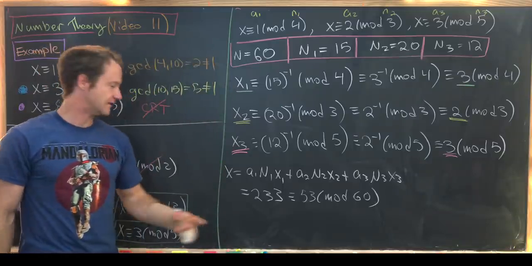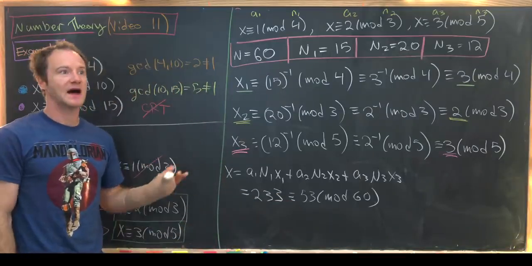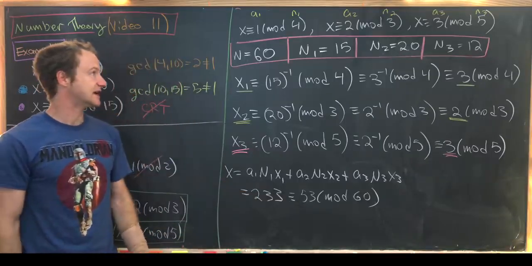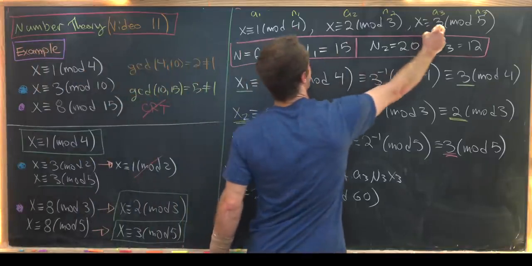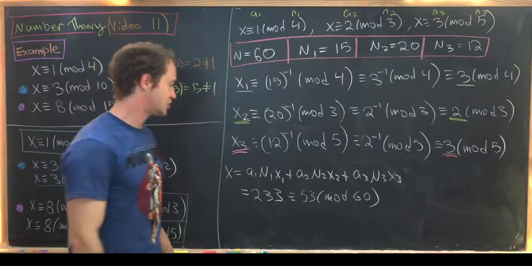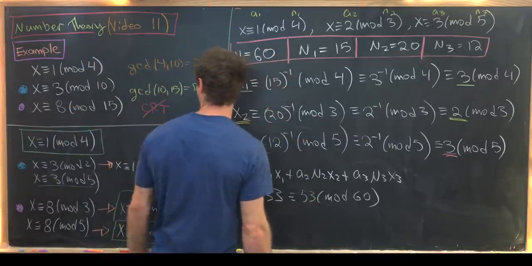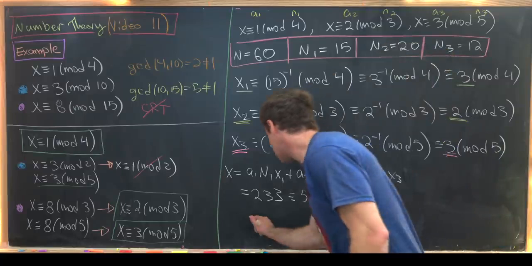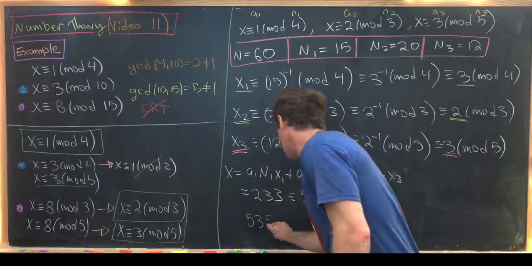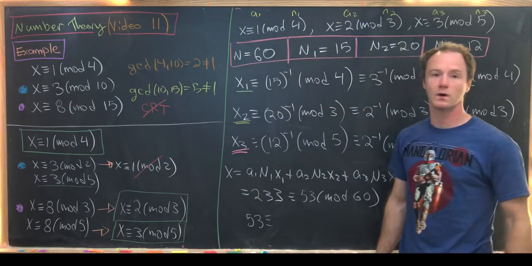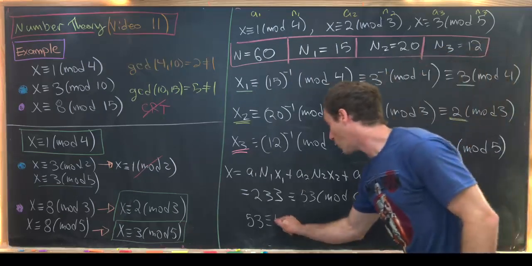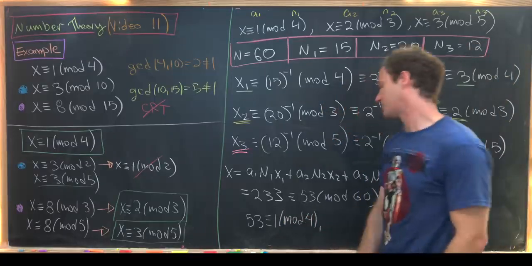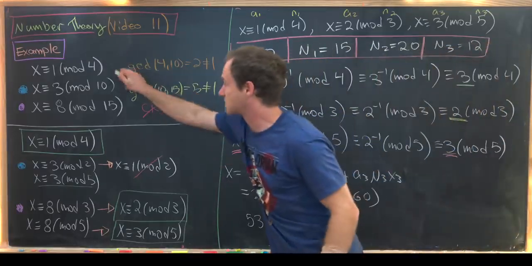So let's just reiterate this 53 by the proof of the Chinese remainder theorem is guaranteed to be a solution to our congruences up here. Now we just have to check that it's actually a solution to our goal congruences over here. So let's see if we can do that. So let's notice that 53, if we reduce that thing mod 4, well, what do we get? Well, we're going to get 1 mod 4. And that's because 52 is a multiple of 4. So we're good to go for this first congruence.